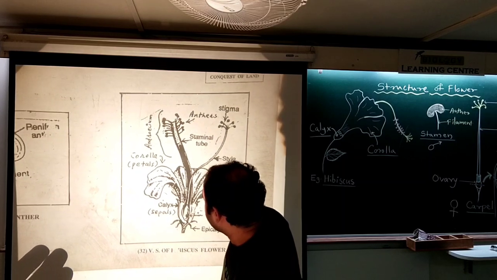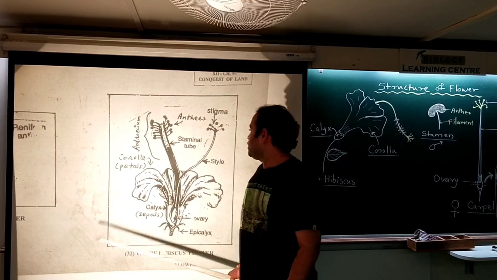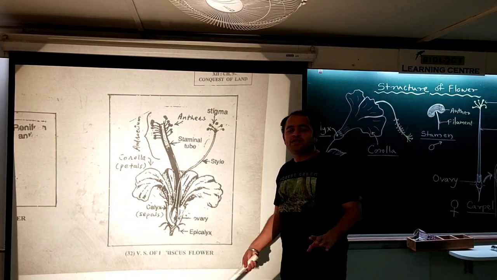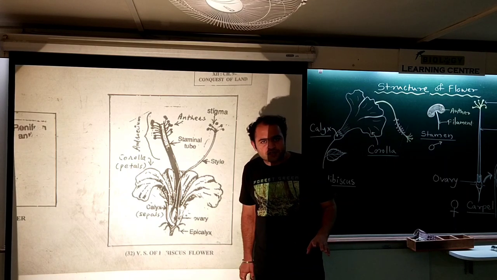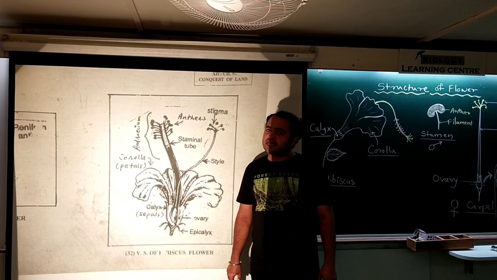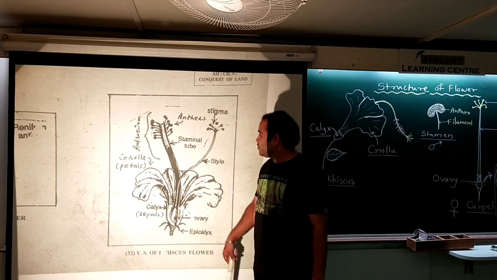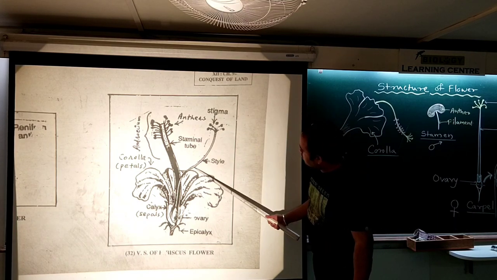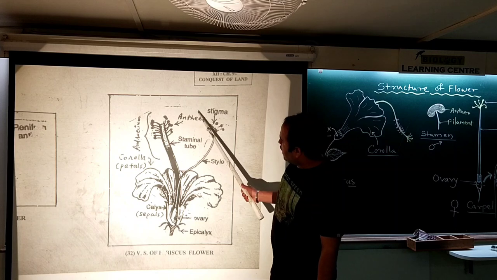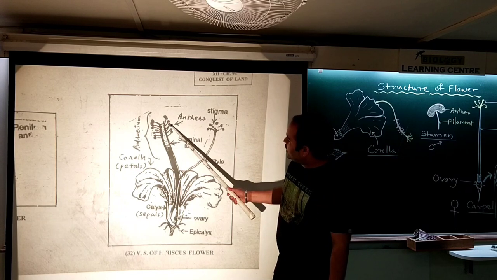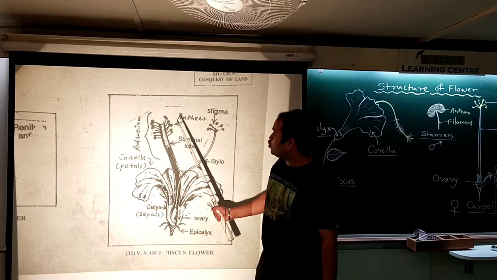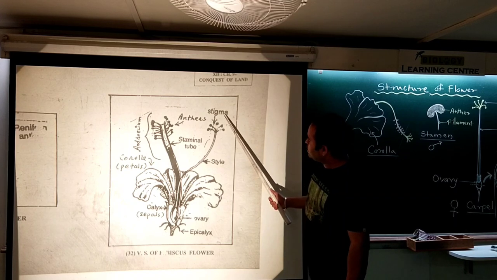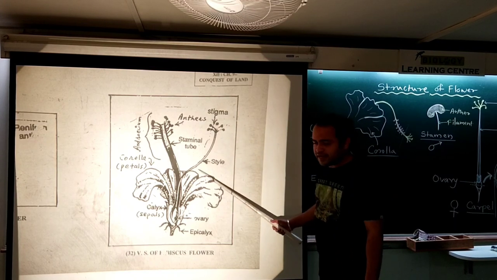Let us have a look at androecium. We are talking about essential floral parts which take part actively in the reproduction process. So this is androecium, and this part you can consider gynoecium, the entire part. So androecium has anthers, and anthers have anther lobes and filament. Similarly, you can look at stigma and the style.